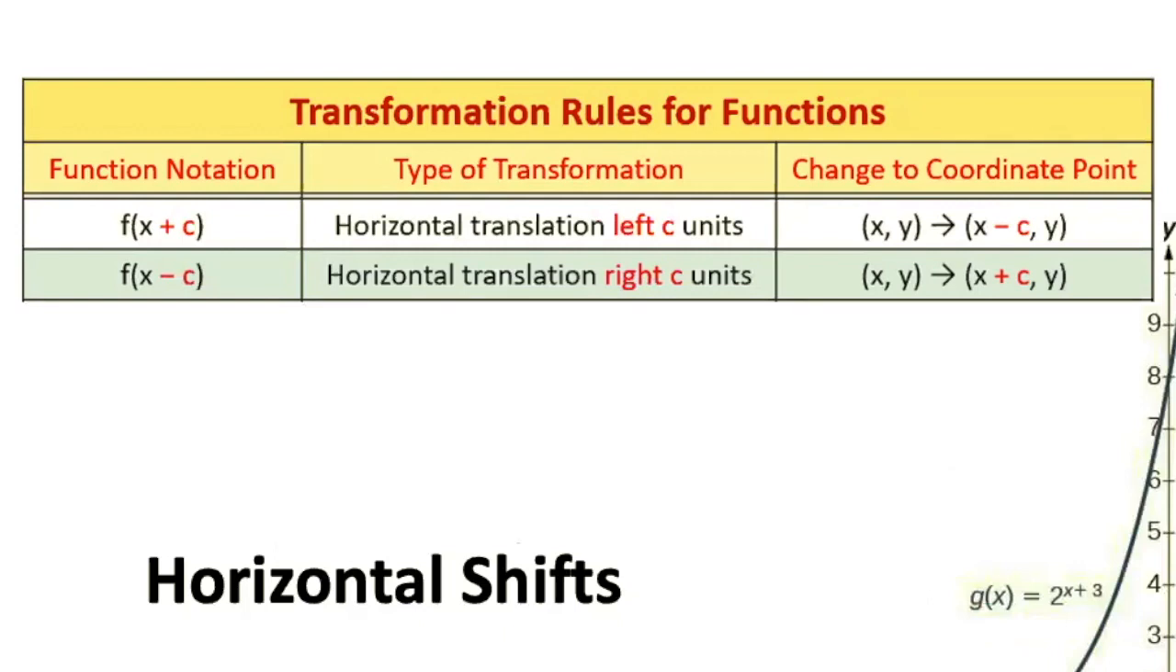Compare that to horizontal shifts. Now the difference here is it's still addition and subtraction that causes the change, but it's inside of the function. Notice it's inside the parentheses. If you have a plus a certain number of units, that's always going to cause a horizontal shift left. So plus goes to the left. If you have subtraction inside your function, you're going to shift to the right.